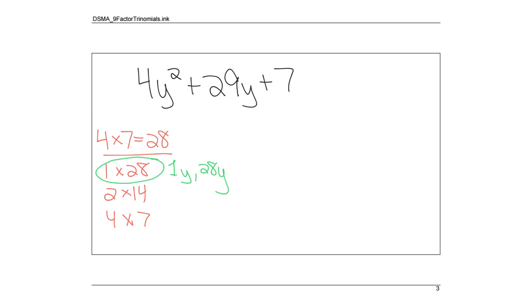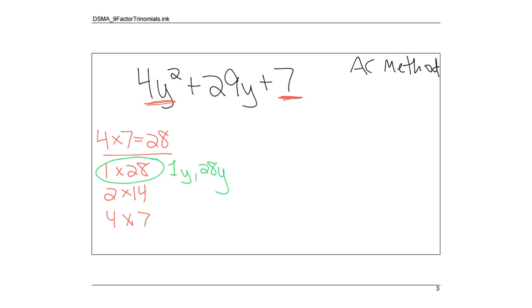Okay, so we have 4y squared plus 29y plus 7. Let's do the AC method over here. All right, we still start the same way no matter what. It's just how it looks at the end. So we have 4y squared and we have 7. There's no greatest common factor.